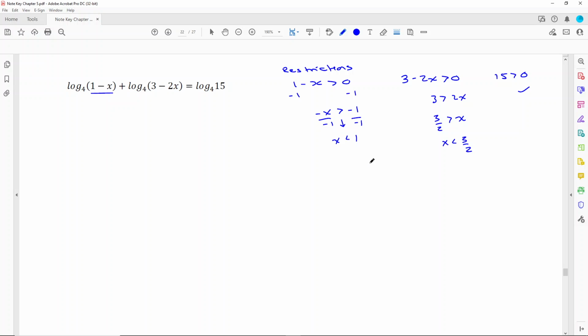Now, which of these is the most restrictive? We've got 1 and 3/2, or 1.5. You have to be less than 1 or less than 3/2. The most restrictive is going to be less than 1. So this is what I'm looking for.